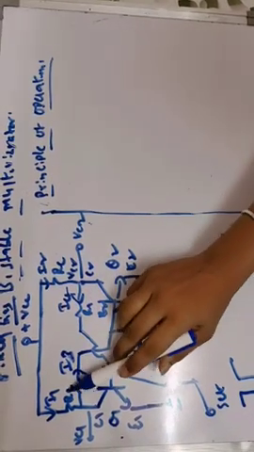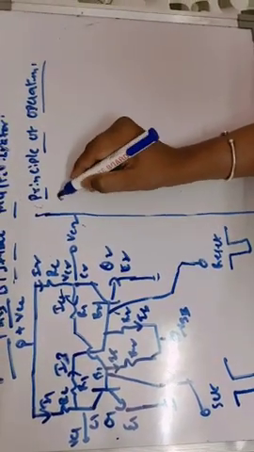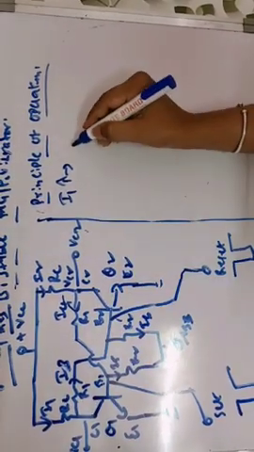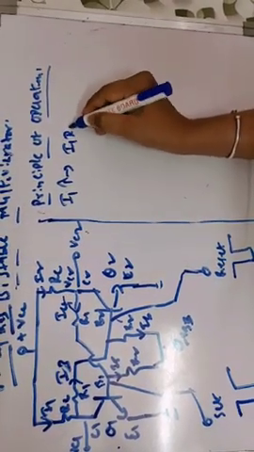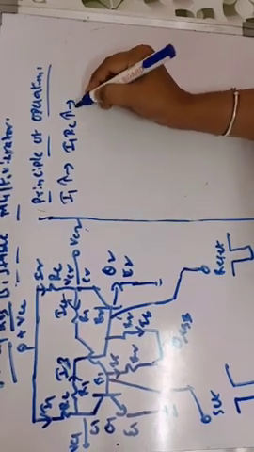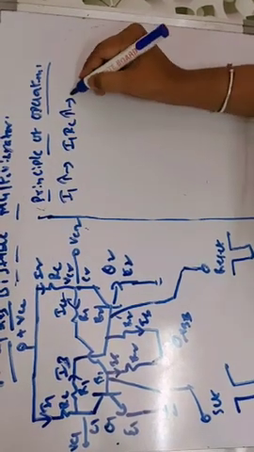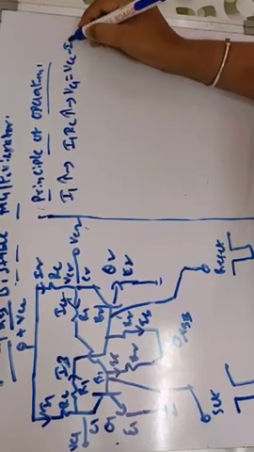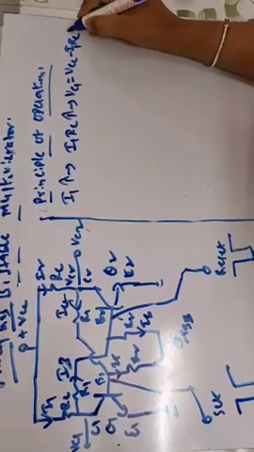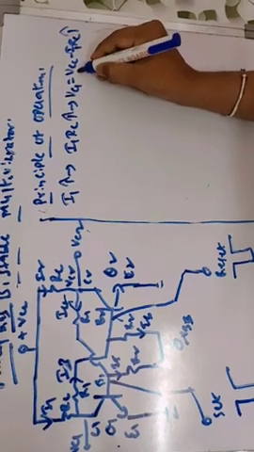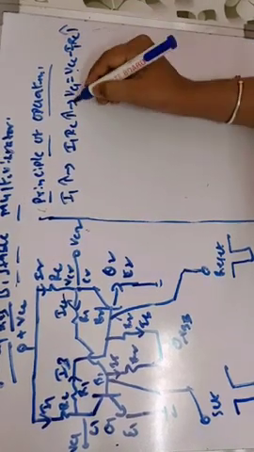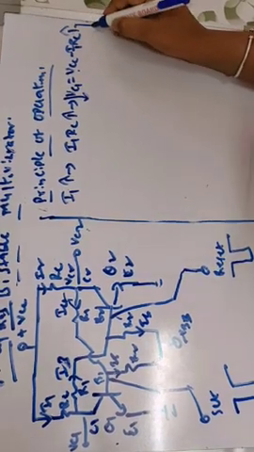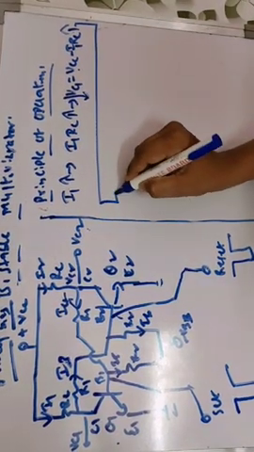Due to internal fluctuations, let us consider I1 is slightly increased. If I1 is increased, what is the drop across this RC? It is I1 into RC. If I1 increases, the I1 RC drop also increases. Now VC1, which we just calculated, is VCC minus I1 into RC. If I1 into RC increases, this is subtracted from VCC, so VC1 decreases.